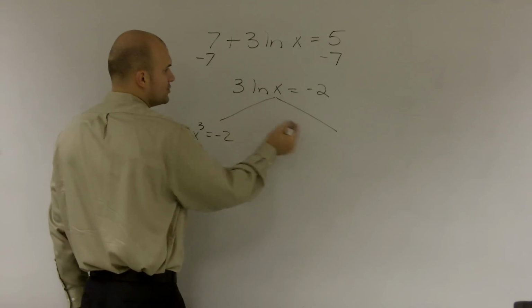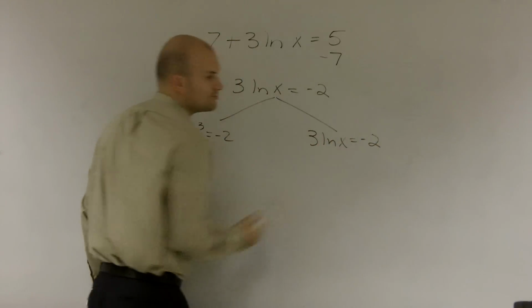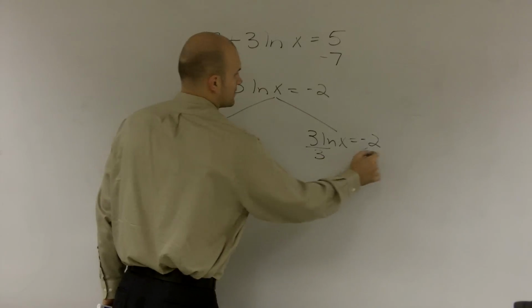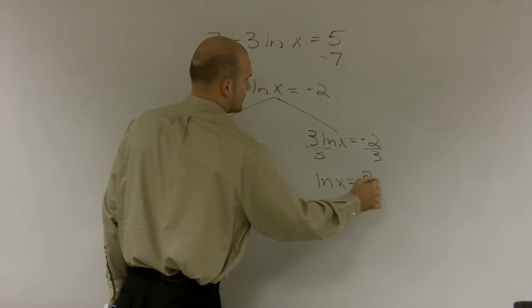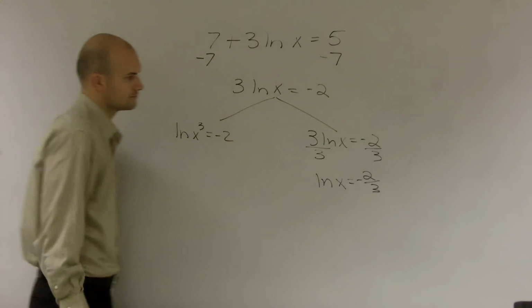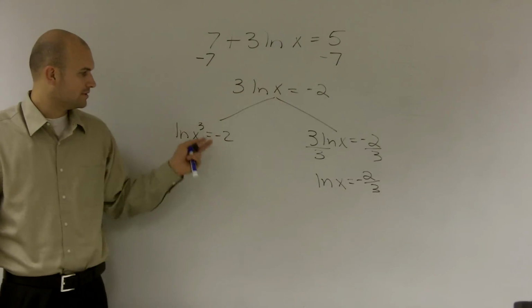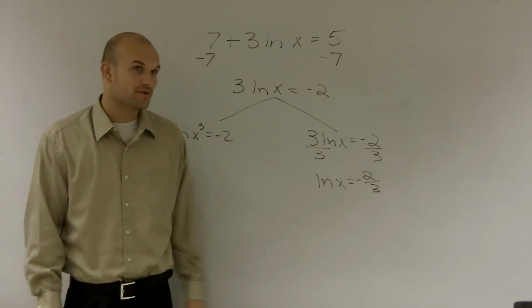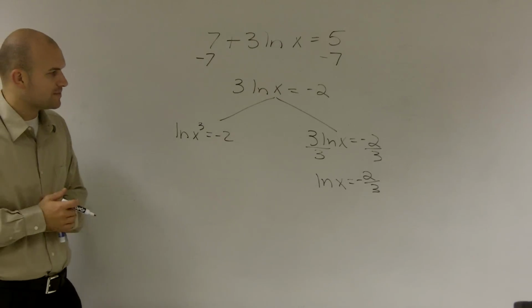Or you could divide by ln of x. I just want to show you guys there's multiple ways to do these problems. You need to divide by 3, same thing. So you can either bring that up front and solve like this, or you can divide by the 3. Now what we need to do is solve for x.